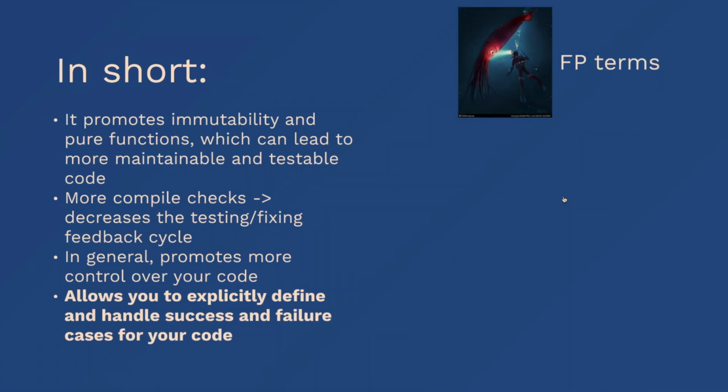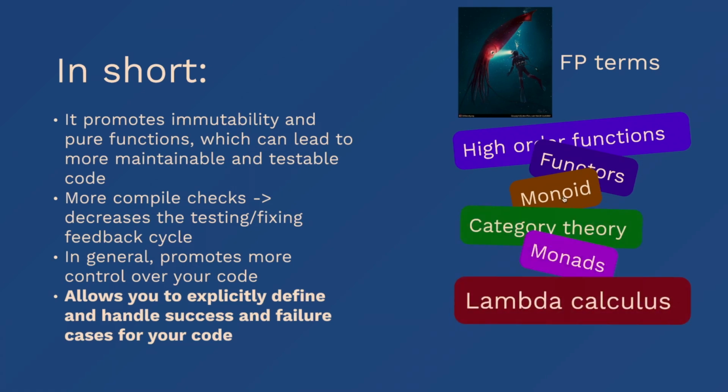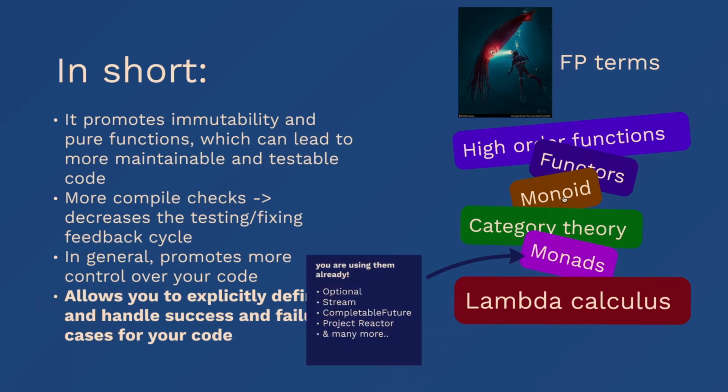Some functional programming terms, or some monsters that you usually hear when you talk about functional programming, are higher-order functions, functors, monoids, category theory, monads, lambda calculus. We are not going to talk about any of this today. This is pretty much just straight code. But I want to tell you, if you're a Java guy, you'll definitely use some of these. So monads: every time you dealt with Optional, Stream, CompletableFuture, Project Reactor, those are all monads. Every time you use a flatMap in your code, that's a monad. It means that that data structure, that object, was a monad.